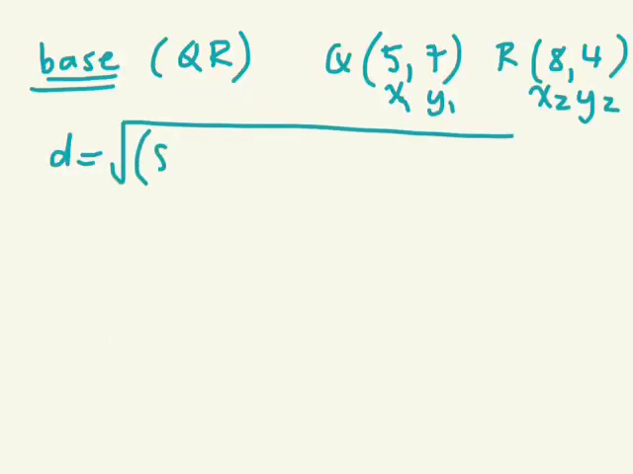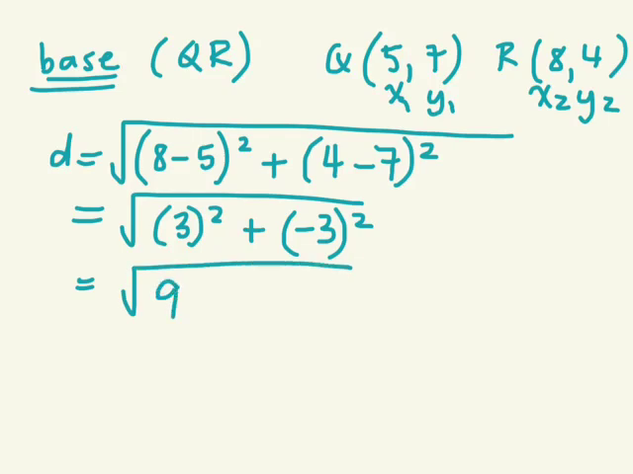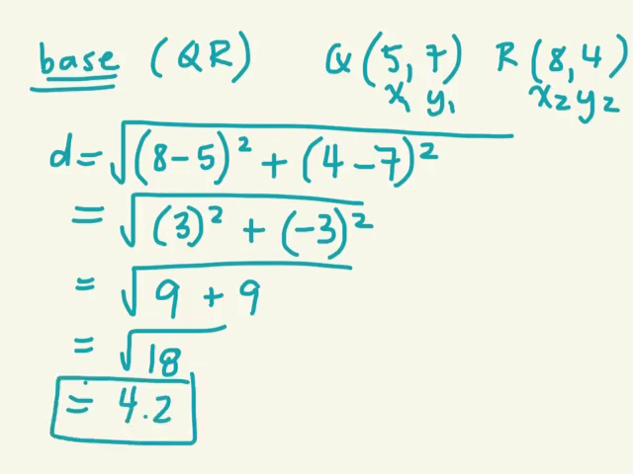Okay, so x2 minus x1 squared plus y2 minus y1 squared. I'm finding the length of the base using the distance formula. 8 take away 5. 4 take away 7. Negative 3. 3 squared. Square root of 18, approximately 4.2. So the base of this triangle is 4.2.